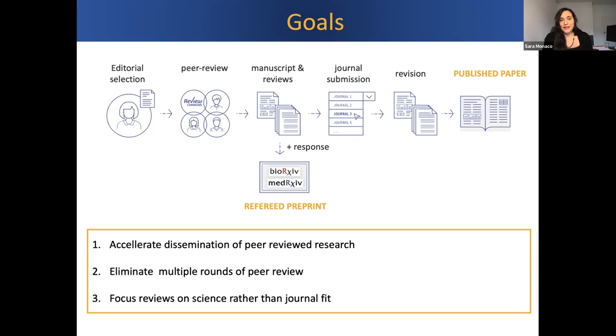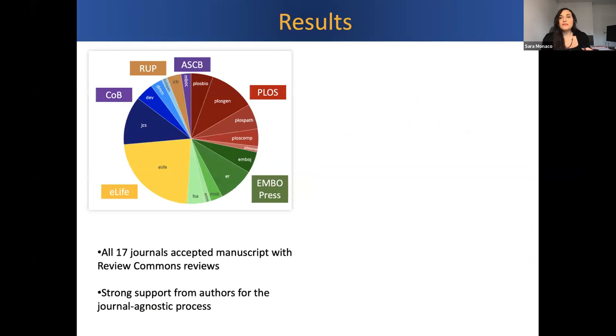So as I said at the beginning, our main goal was to accelerate dissemination of peer-reviewed research, both in terms of refereed preprints and in form of classical published papers. And we also want to eliminate the need of multiple rounds of peer review of the same manuscript at different journals. And this is achieved because we have implemented a journal agnostic peer review process that makes our reviews portable across different journals. So let's see how the project is going so far.